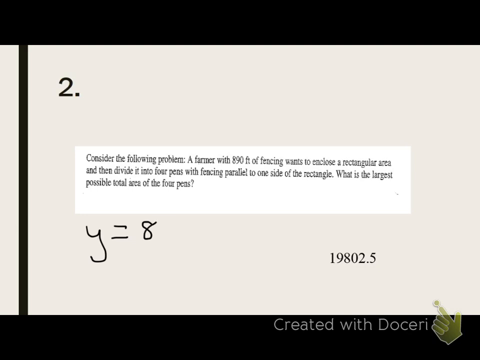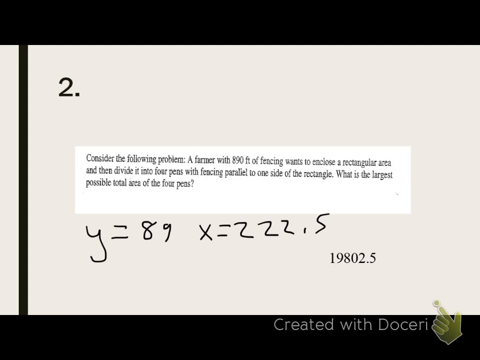So y is 89, what's x? 222.5. Thank you. Now let's answer the question. What is the largest possible total area of the 4 pins? It's 89 times that. Are you guys getting the 19,802.5 square feet?